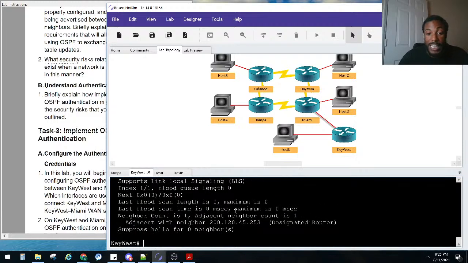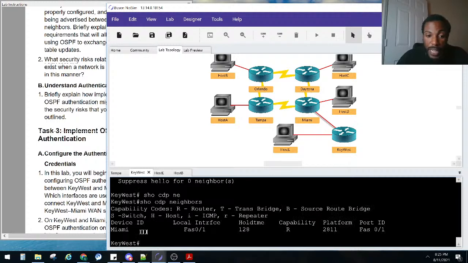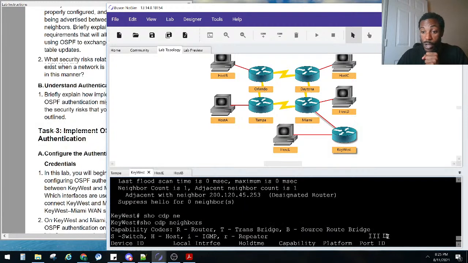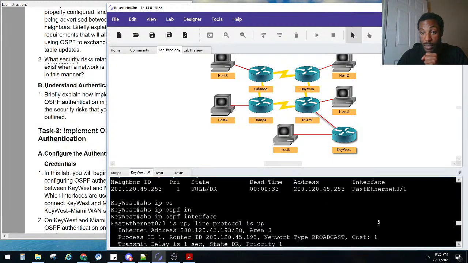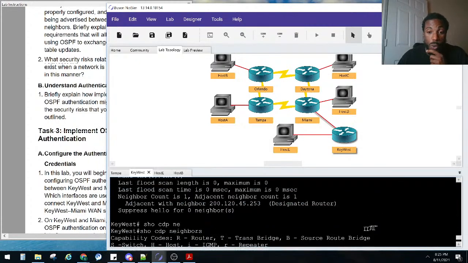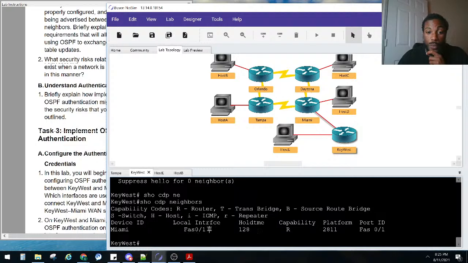We could also just do a CDP neighbor. That's another thing too, right? Show CDP neighbor, and we'll see we have one neighbor, and it's Miami. So Key West, Miami is the neighboring router, and we see our local interface. That's what I like about show CDP neighbor, it tells you the local interface. Show IP OSPF neighbor does not let me know whether that's a local or a remote interface. FA01, but I believe that means that's the remote network. But either way, the local interface that connects to Miami is FA01.